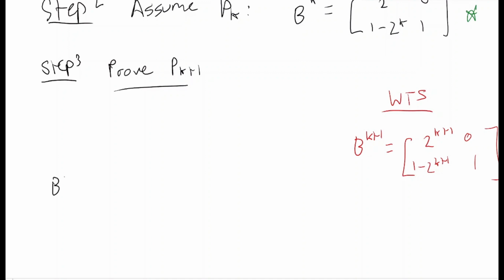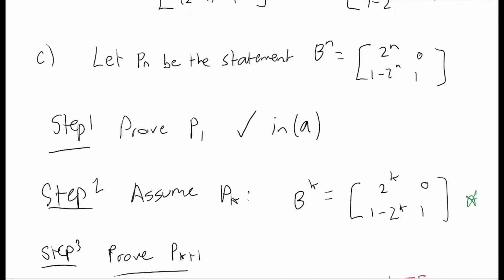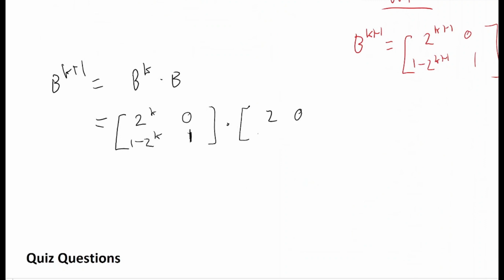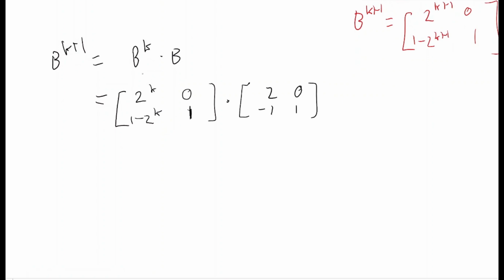All right, so B to the k plus 1, we're going to split it up into B to the k times B. And we know what B to the k is, so it's this thing: [2 to the k, 0; 1 take 2 to the k, 1]. And then B itself was [2, 0; -1, 1]. Now B to the k was that whole matrix there, so we were using star. Now we just need to do matrix multiplication.